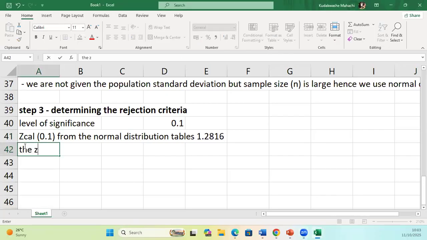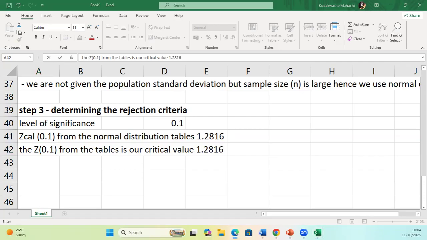The Z 0.1 from the tables is our critical value. So the critical value is 1.2816. Where did we get it? From the tables. We need to get that from the tables. So that's step number 3.